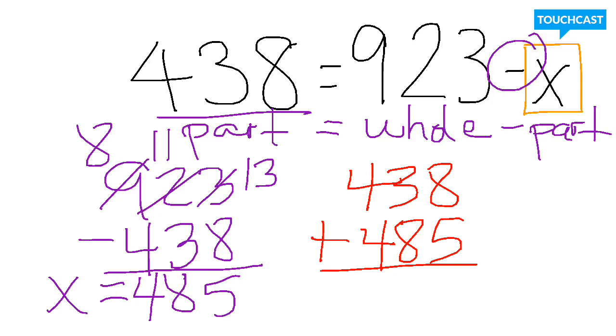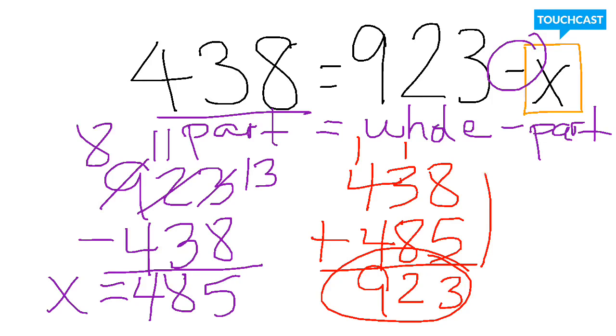8 plus 5 is 13, so you put your 3 in the ones place and you carry your 10. 3 plus 8 is 11, plus 1 is 12. You put the 2 in the tens place and carry your 100. 4 plus 4 is 8, plus 1 is 9. So you now have 923, which is equal to 923. And you should have that answer. So now you're a level 4 or level 3 thinker, especially if you showed all your work.